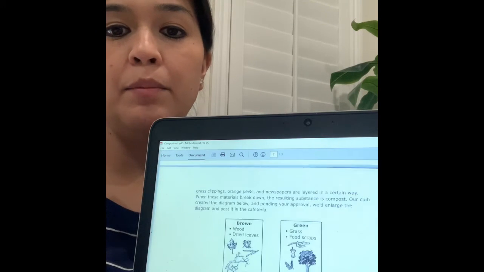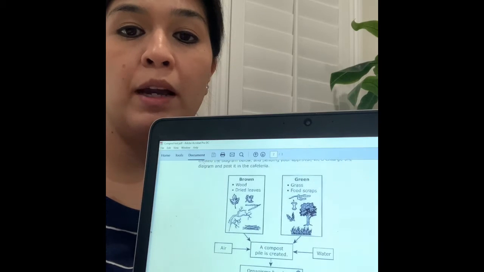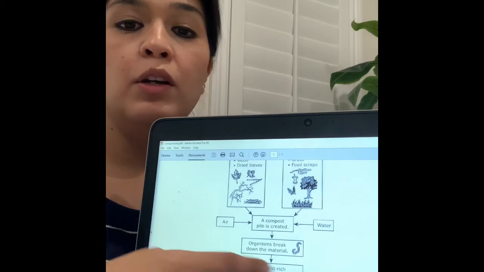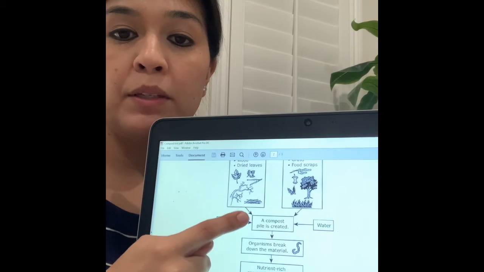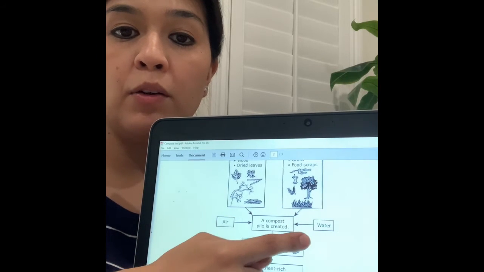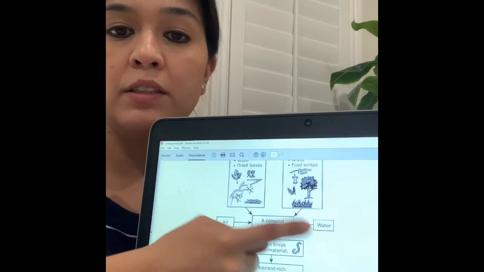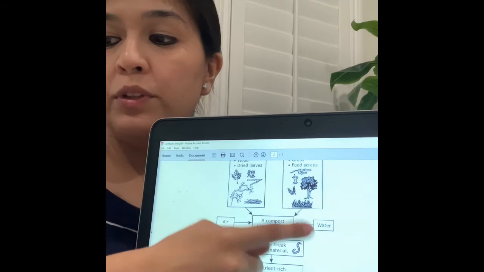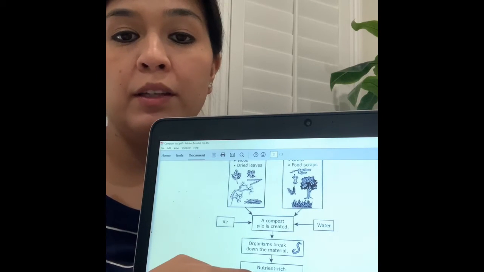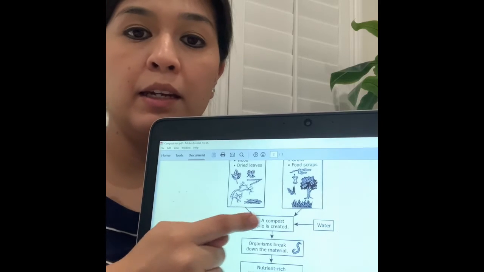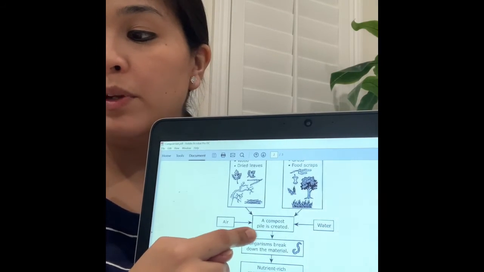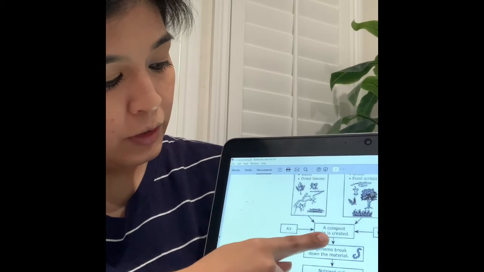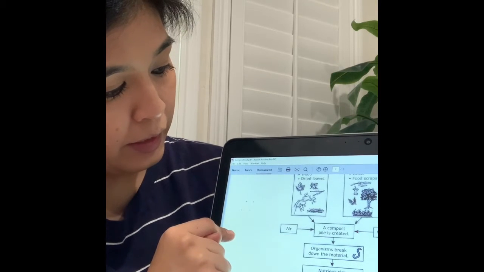And then on the second page, I would ask them if they know what kind of graphic feature it is, and maybe some point out that we do see arrows. And when we have arrows, then it's a diagram. Hopefully they would respond that they see a diagram and that all these arrows are pointing to this label right here in the middle, and it's called a compost pile is created.